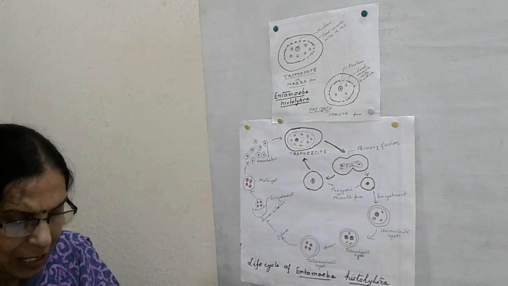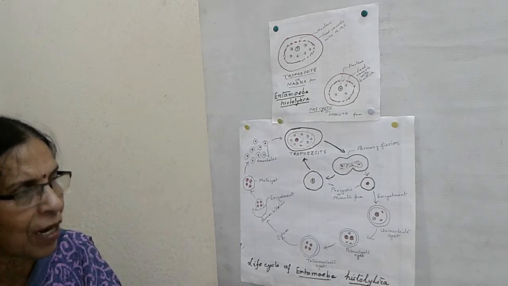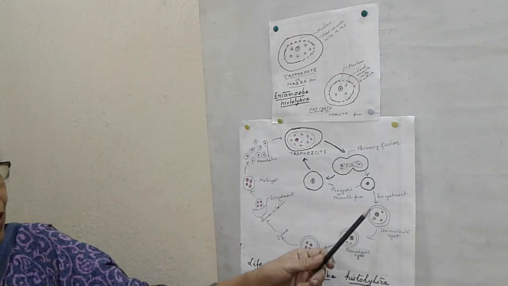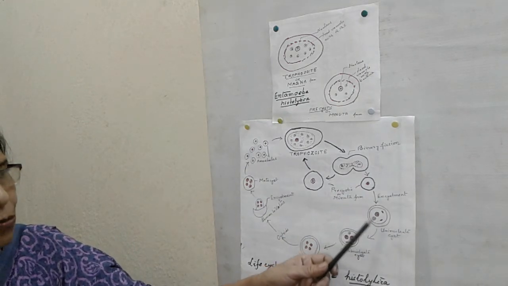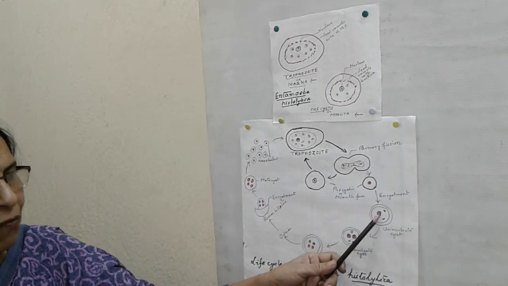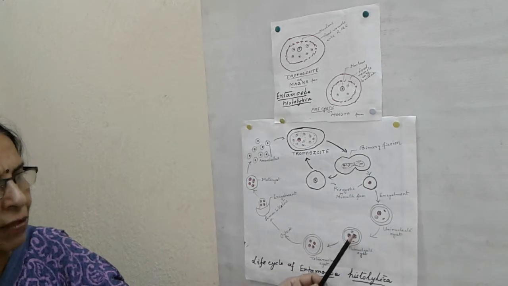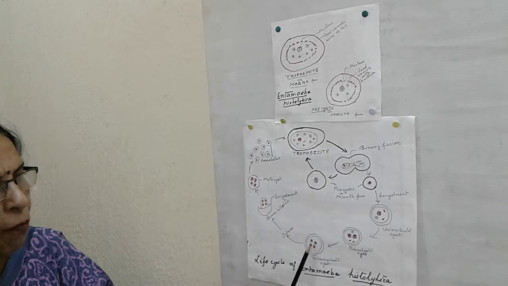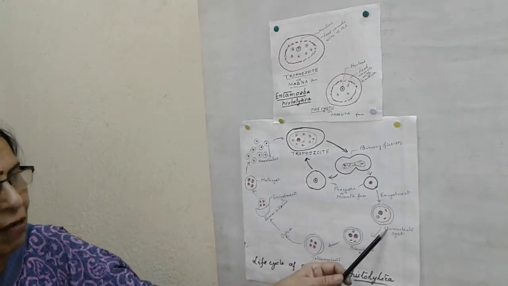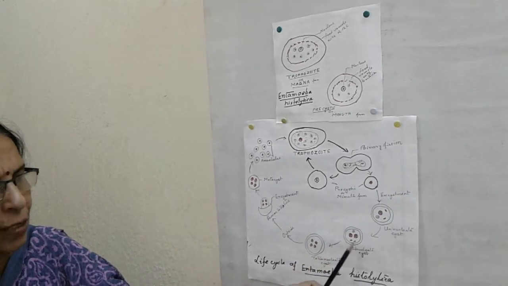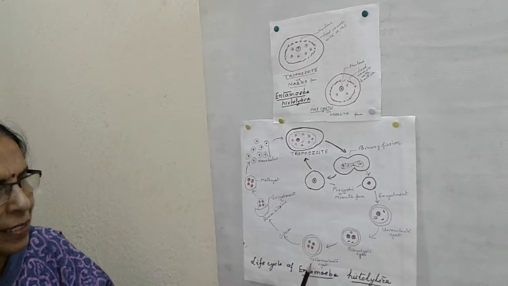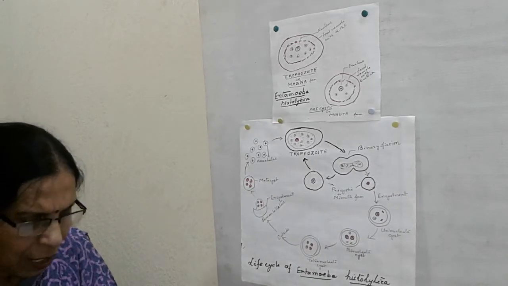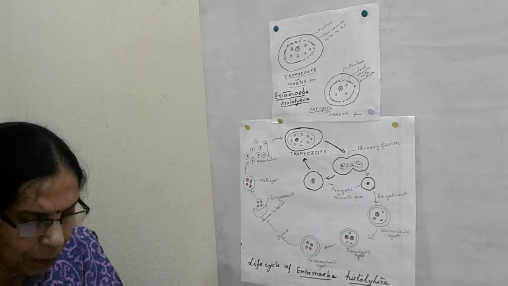The nucleus of the cystic stage divides twice mitotically. That means once it will divide and form two nuclei, and then these two nuclei will again divide and form four nuclei. So this is a uninucleate cyst. It is binucleate as it contains two nuclei, and it is tetranucleate as there are four nuclei.